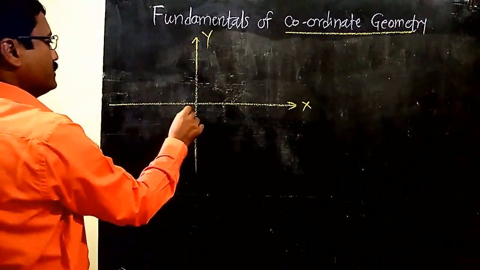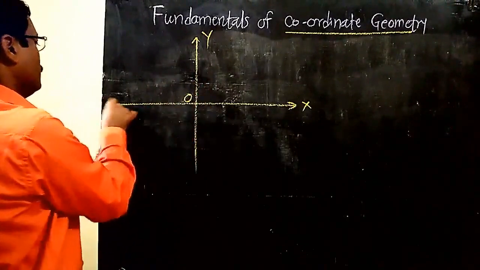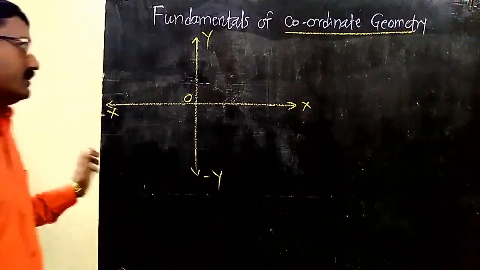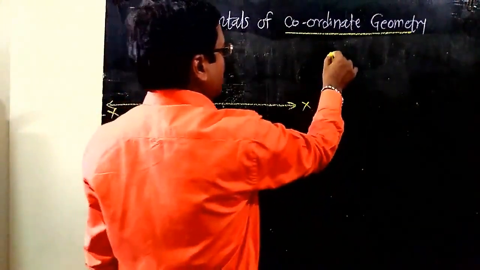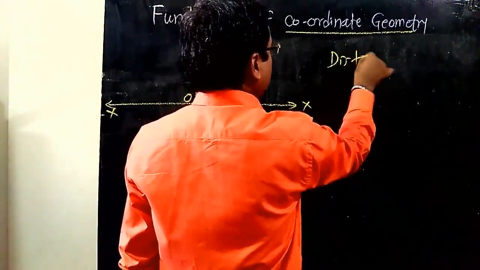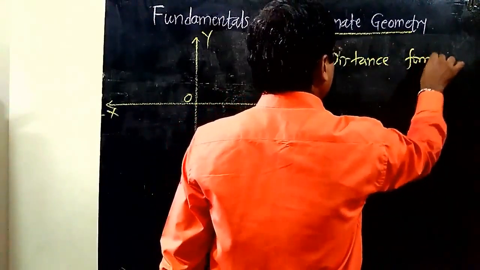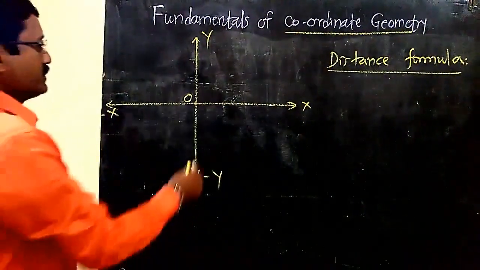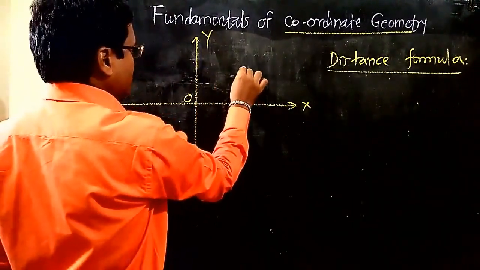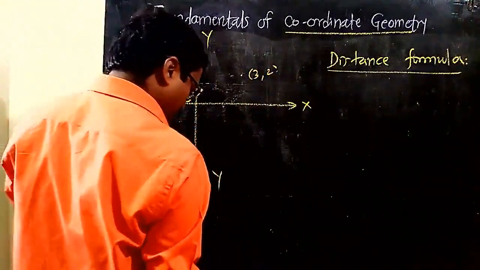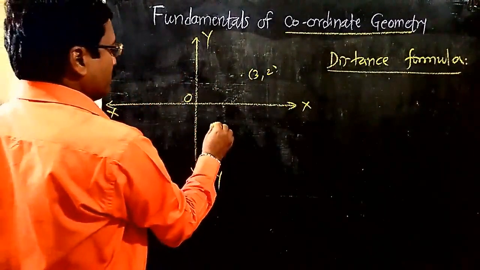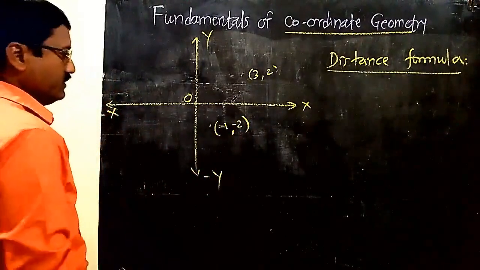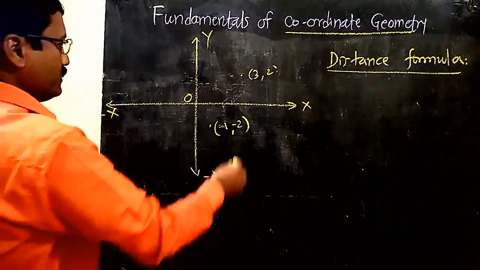X axis, y axis, this is the origin, that is (0, 0). Negative 1, negative x. Here we will discuss the distance formula. Distance formula means, suppose in this system one point is given here, (3, 2), and the second point is, suppose here, (-1, -2). Then how do we find the distance between these two points?